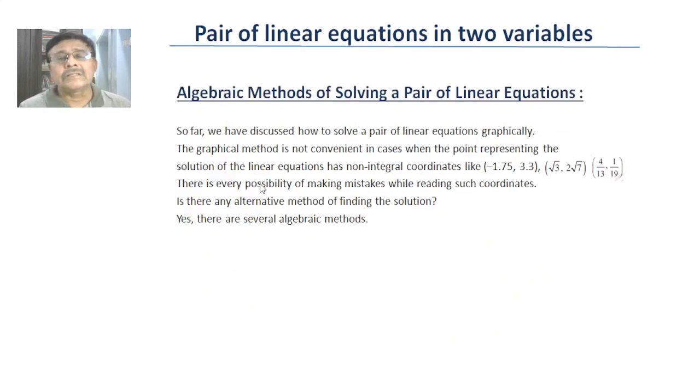Now, so far we have discussed how to solve a pair of linear equations graphically. The graphical method is not always convenient, particularly when the point representing the solution of the linear equations has non-integral coordinates like minus 1.753, 3.3, or root 3, 2 root 7, or 4 upon 13, 1 upon 19. So if the points have these kind of coordinates, then there is every possibility of making mistakes while reading such coordinates. So is there any alternative method of finding the solution? The answer is yes. There are several algebraic methods.